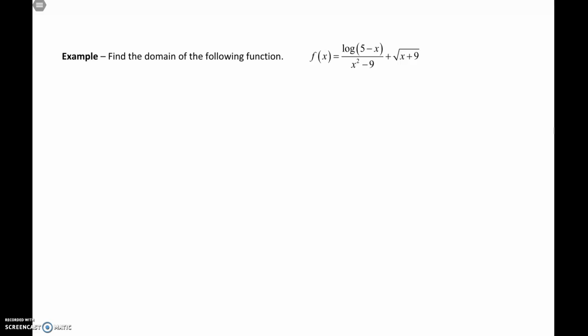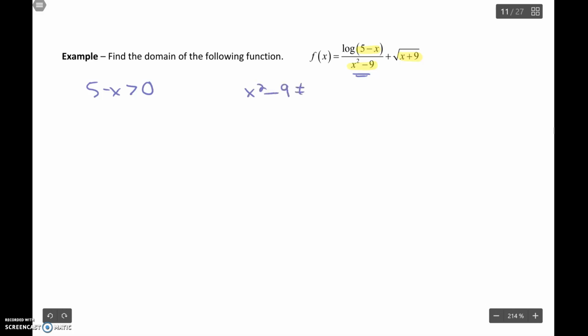Find the domain of the following. This one's just got 3 different pieces. Each one of these has got a little restriction associated with it. So let's find those 3 restrictions and then put them together into one final domain of possible values. Log: 5 minus x has got to be greater than 0 because you can't take the log of 0 or negatives. On the bottom, the bottom can be positive, the bottom can be negative, but the denominator cannot be equal to 0. And then for a radical, x plus 9 has got to be greater than or equal to 0. 3 different restrictions for 3 different reasons.